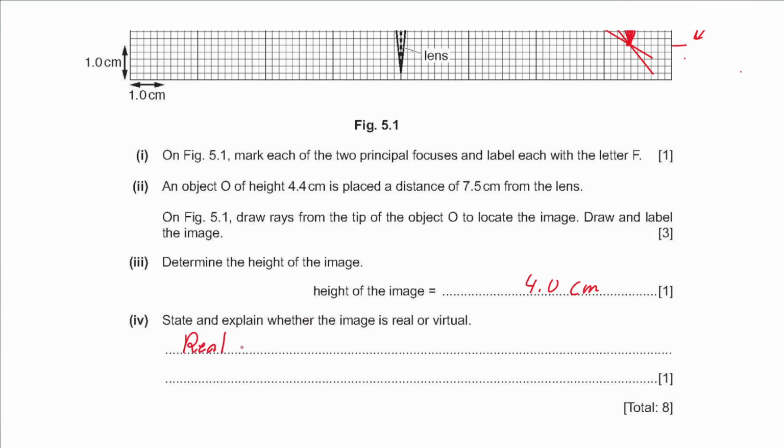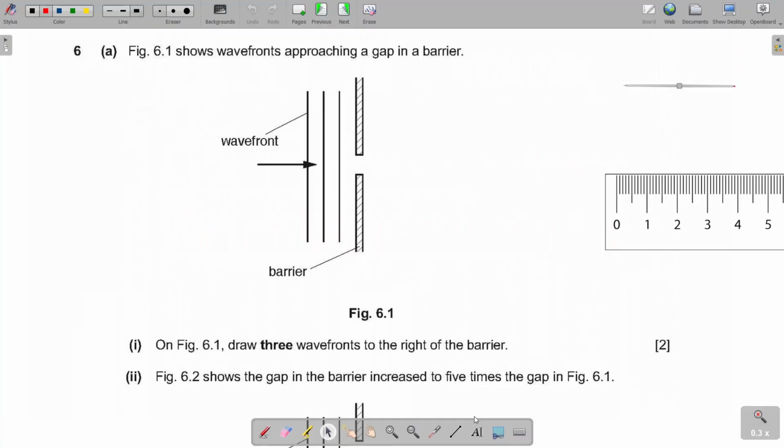It is real since it is made of intersection of real rays, not extensions, or we can say that it can be formed on a screen. Question 6a says figure 6.1 shows wavefronts approaching a gap in a barrier. On figure 6.1, draw 3 wavefronts to the right of the barrier. So this will cause a diffraction, and it will be a curved diffraction since the gap is almost equal to the wavelength, or it is a narrow gap.